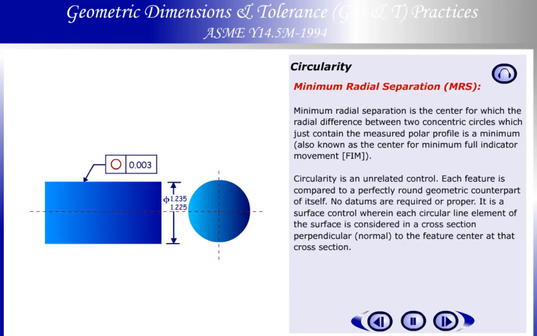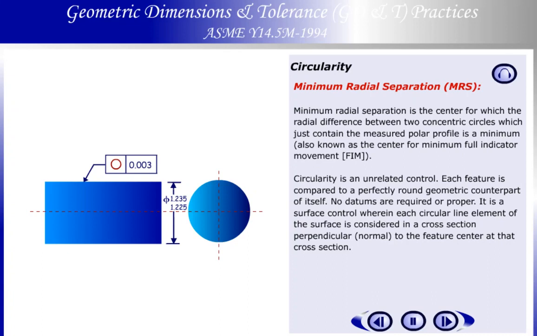Circularity is an unrelated control. Each feature is compared to a perfectly round geometric counterpart of itself. No datums are required. It is a surface control wherein each circular line element of the surface is considered in a cross-section perpendicular or normal to the feature center at that cross-section.